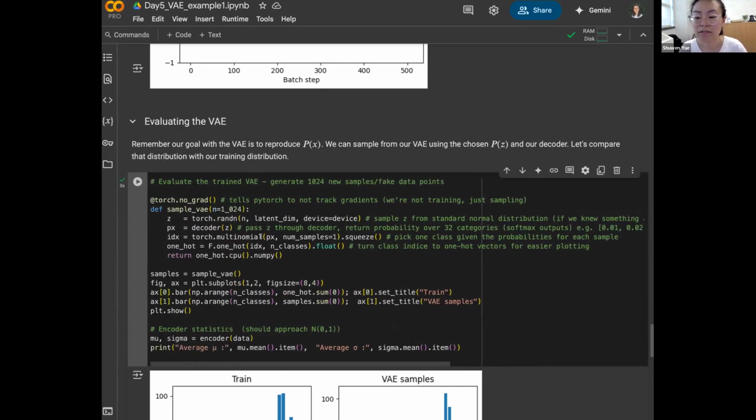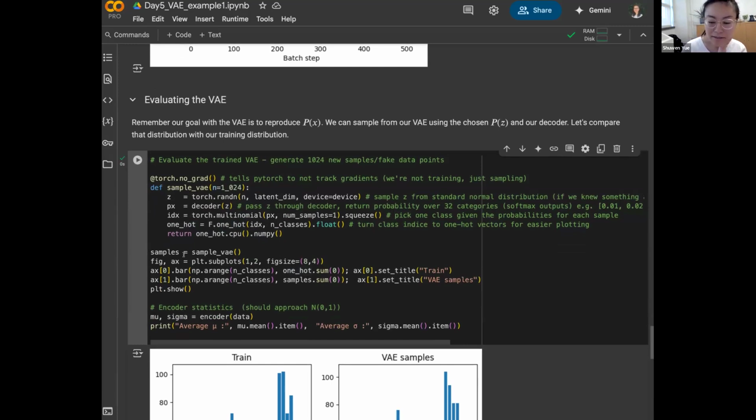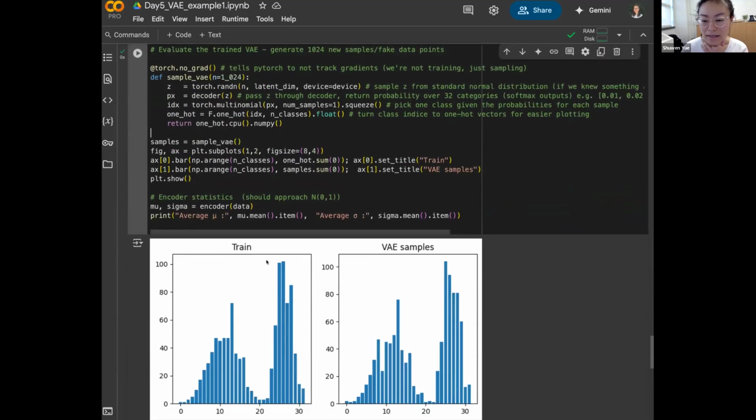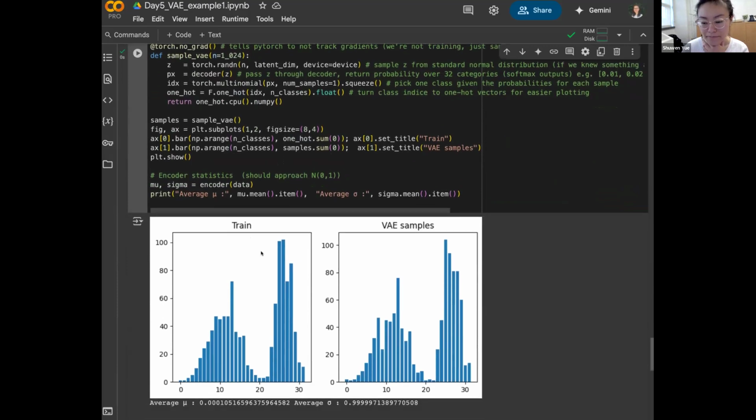To do that, we use this multinomial function. Basically, we're not just picking the class associated with the highest probability, we're using the probability distribution to actually pick the class. And then, formatting-wise, we can turn that back into a one-hot encoding so we can plot easier. So that's what gets returned. Then we just use this function, get our samples, which is just this one-hot set, so we can plot them. And then that will look like this.